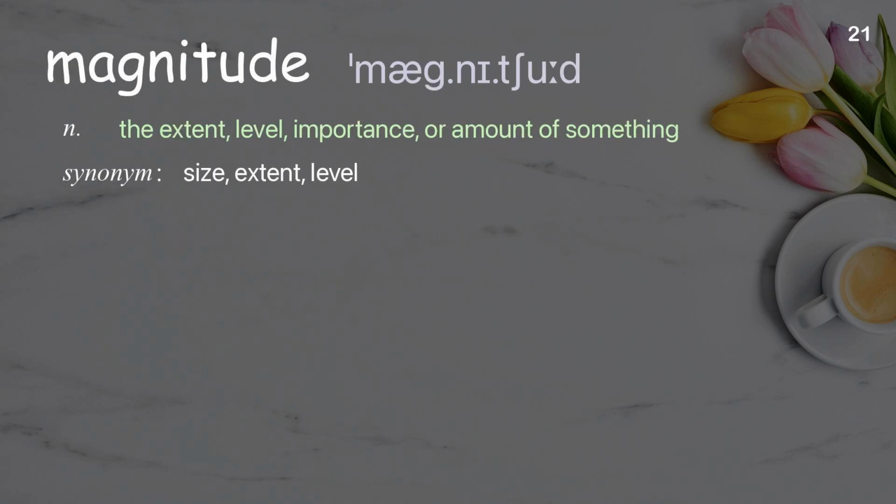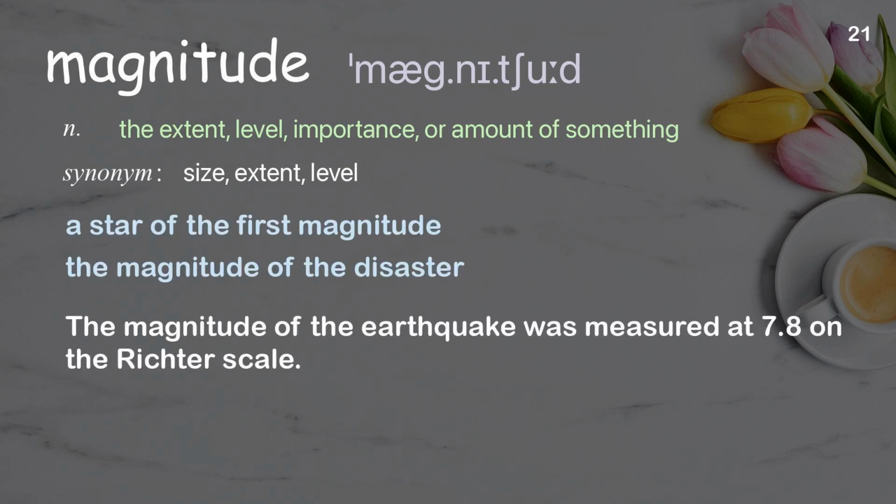Magnitude: the extent, level, importance, or amount of something. Examples: A star of the first magnitude. The magnitude of the disaster. The magnitude of the earthquake was measured at 7.8 on the Richter scale.